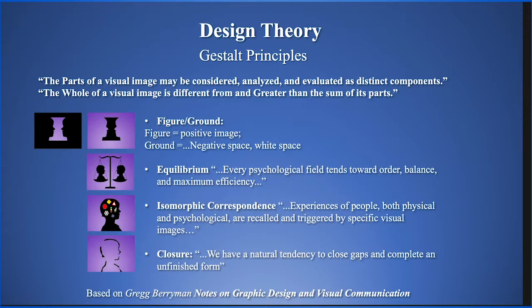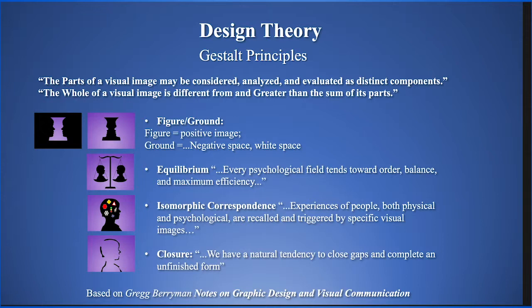Isomorphic correspondence: experiences of people, both physical and psychological, are recalled and triggered by specific visual images. So this is why we understand a stop sign or a caution sign. This is why we look at a snowflake and think of cold. Different images will have different meanings. The stoplight, you can see green means go, red means stop, yellow means caution.